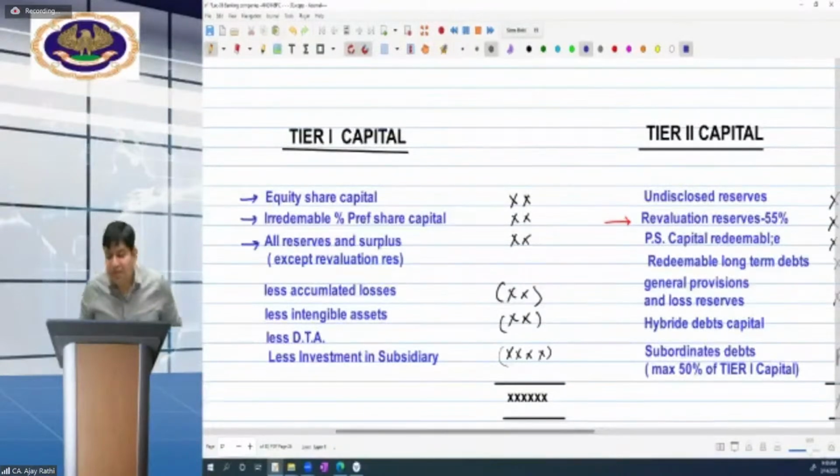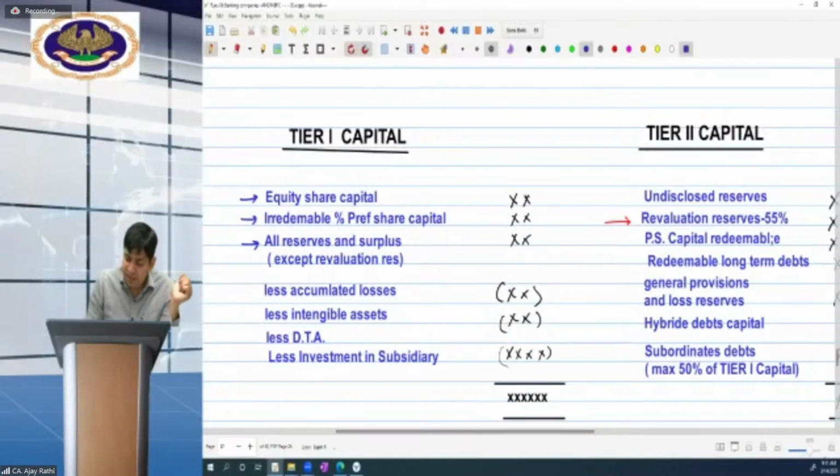all reserve and surplus, excluding reserve and surplus which belongs to non-cash. The exception is revaluation reserve. Beta, suppose an asset was bought at 1 crore, and the market value nowadays is more than 1 crore. If in the books they have revalued it, then the revaluation reserve is there. In that case, that revaluation reserve is not called core capital. So the exception is that revaluation reserve is not to be included here.